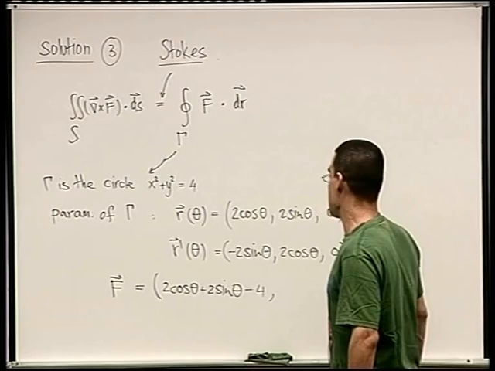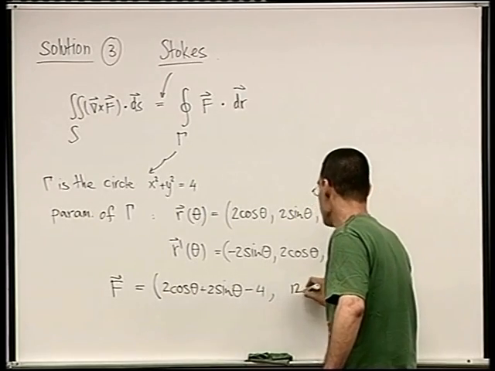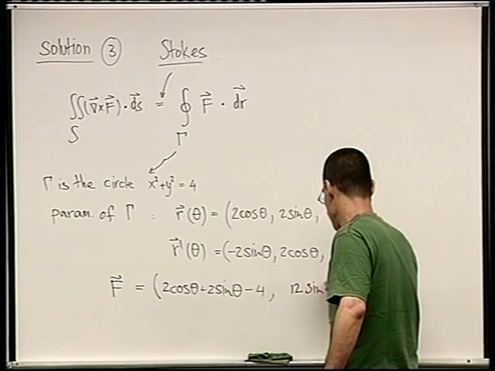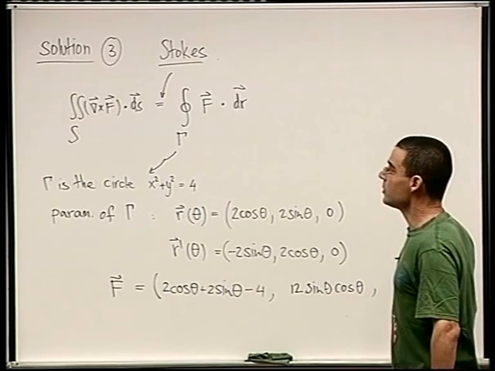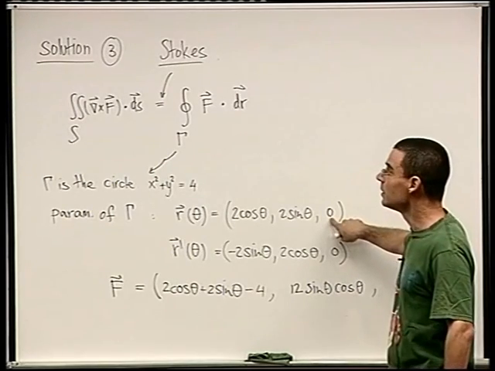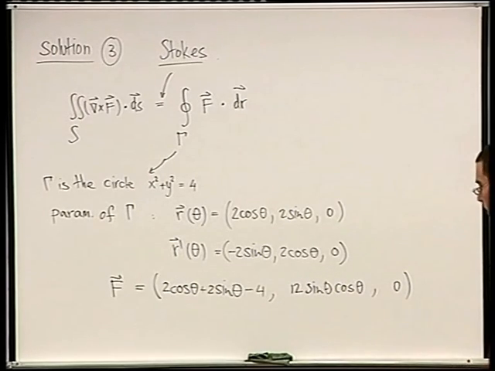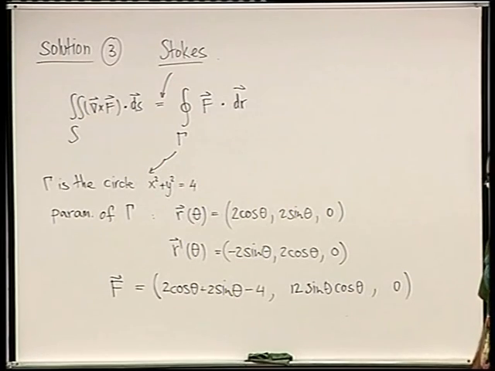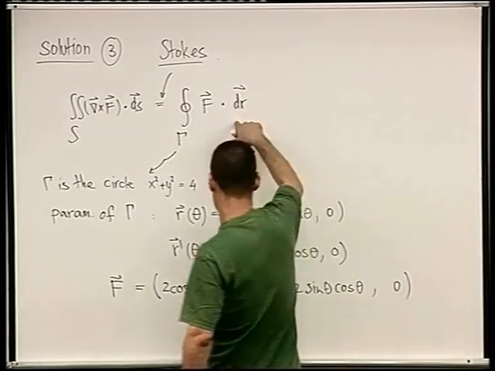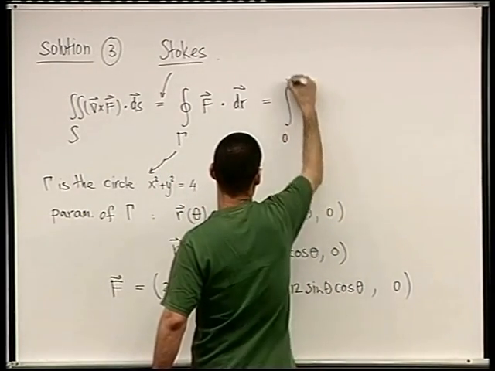Then 3 times x times y. So 3 times 2 times 2 is 12 sine theta cosine theta. And then 2xz plus z squared, so 0 for the k component of f on the curve gamma. Clear? Now I have to do, so I'm going back here, this equals the integral over the parameters.